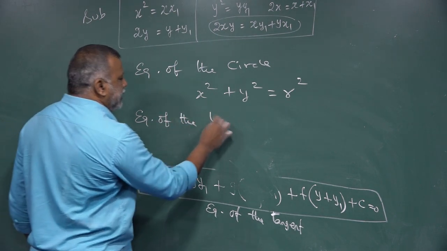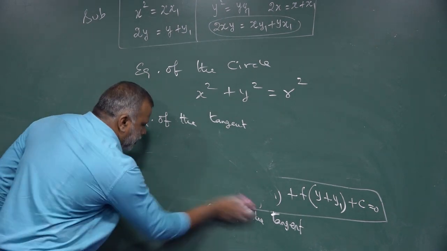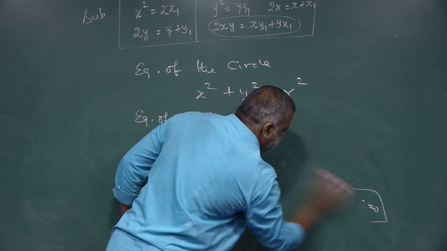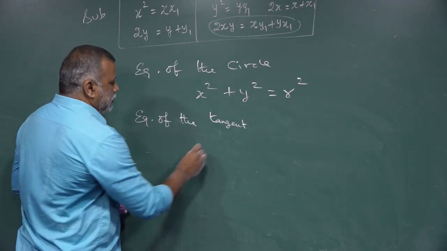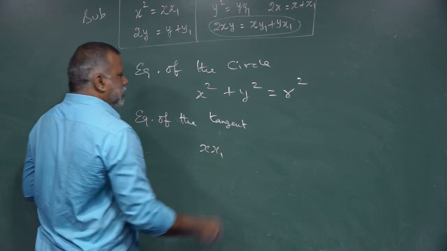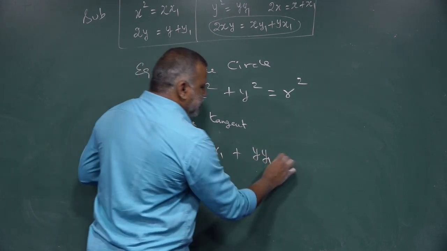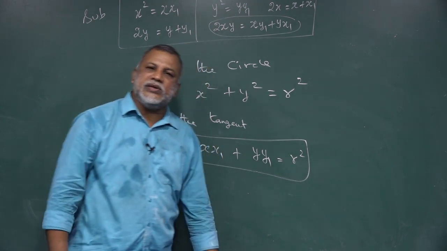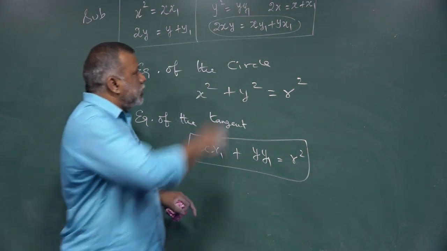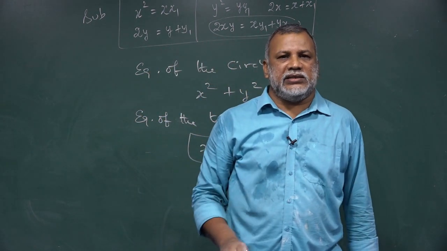Now listen. What is the procedure to find the equation of the tangent? x squared is replaced by xx1, and y squared is replaced by yy1, equal to r squared. This is the equation of the tangent. Use this logic directly, and we are able to get the equation of the tangent.